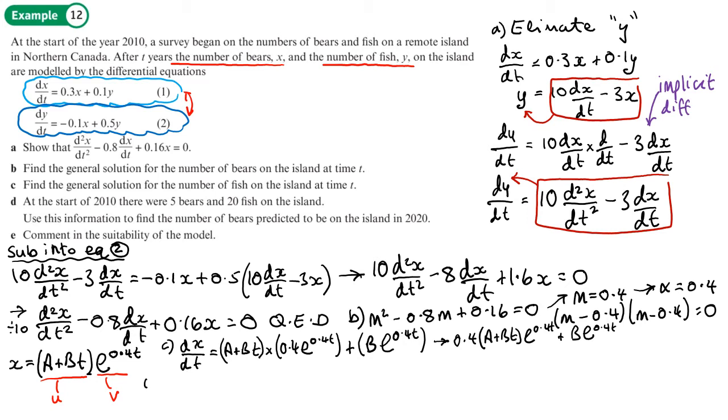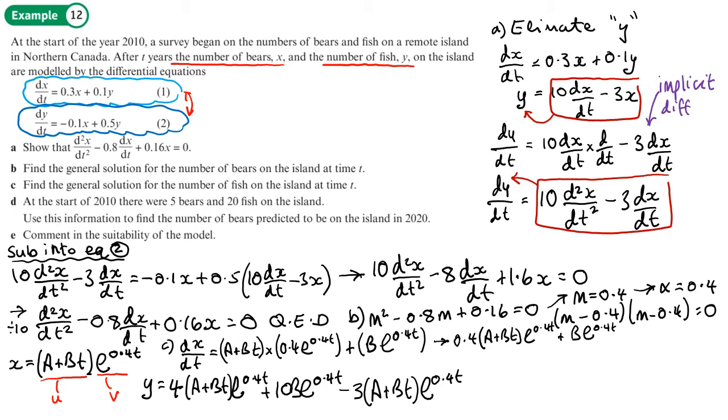So y is going to equal basically 10 of these, 10 of those, which would be 4 times a plus bt times e to the 0.4t, plus 10b e to the 0.4t, and then take away 3 of these. So I'll do minus 3 times a plus bt e to the 0.4t.